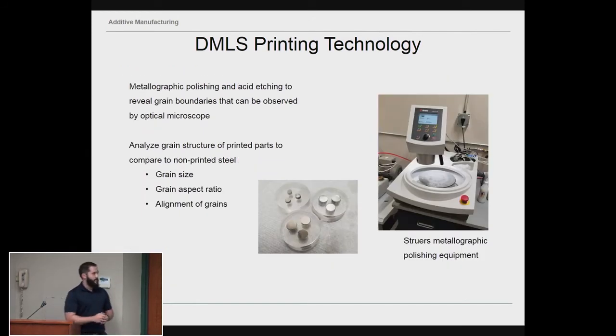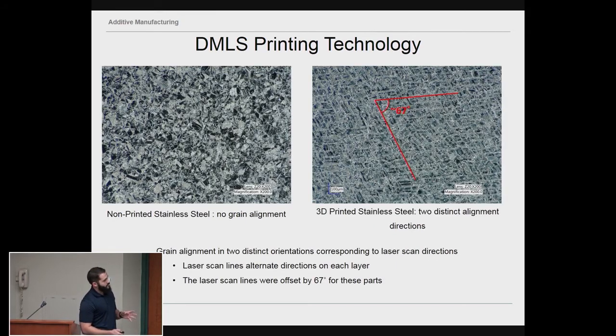So, as I said, we really want to know the difference between a printed part and a non-printed part as far as the grain morphology, the grain size, and whether or not the laser scanning has an impact on the actual grain size and if there's any kind of bias or alignment. And this is the result. So this is just a typical non-3D printed stainless steel. As you'd expect, there's no kind of bias, and it's just kind of random grains.